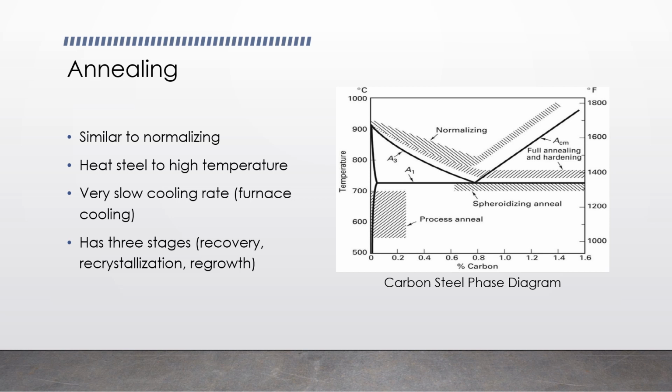On the right, we have a carbon steel phase diagram. It's important to note the A3 line, which is the austenite line for hypoeutectoid steels, the eutectoid temperature, which is around 727 degrees Celsius, and the eutectoid point, which is around 0.76% carbon.